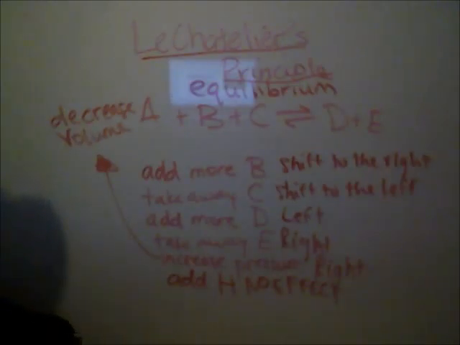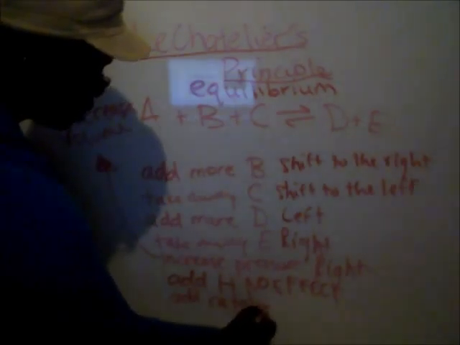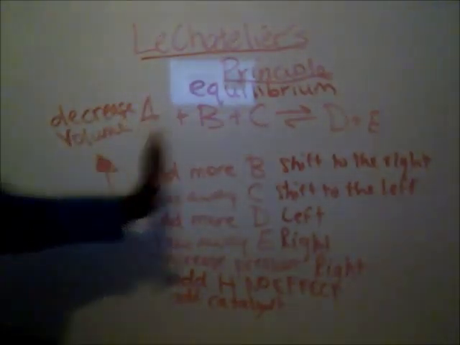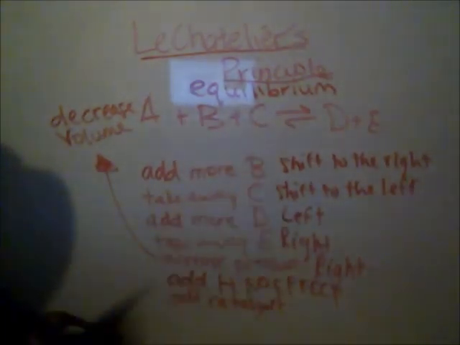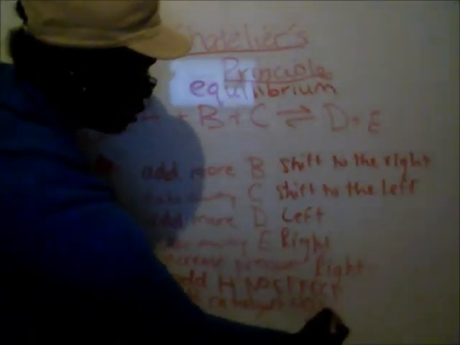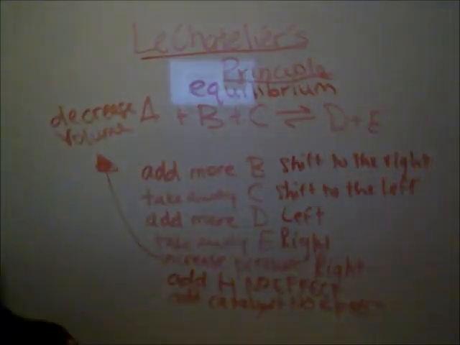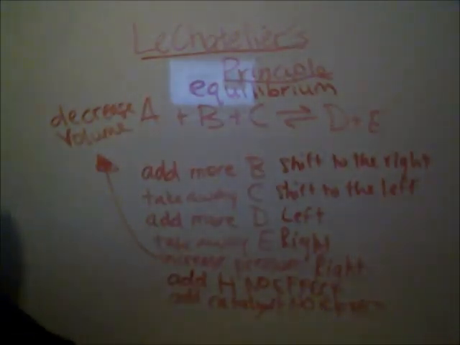Okay? Let's say we add a catalyst. Remember, catalysts just speed up the reaction. It's not going to change these numbers. It's just going to make us go back and forth faster. So if we add a catalyst, we're just able to go back and forth a lot quicker. So that's going to be no effect. Catalysts do not affect the concentrations of reactants or products. They just help the reaction go faster. So a catalyst will have no effect on a reaction as far as changing it from one side to the other. Right? And then let's say we add temperature.